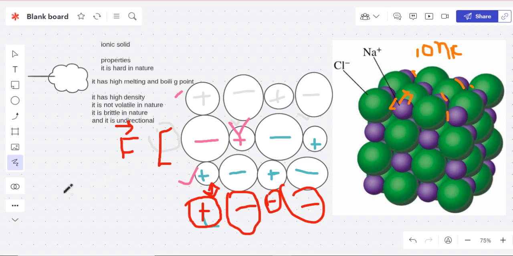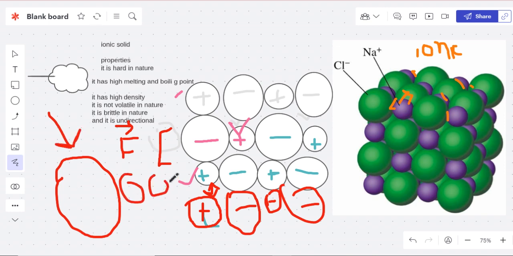For example, consider you have a crystal of salt, and you apply force, hitting it with a hammer. You can see it breaks down into small pieces. Why? Just because it is brittle in nature. It usually breaks down into pieces when you apply force.